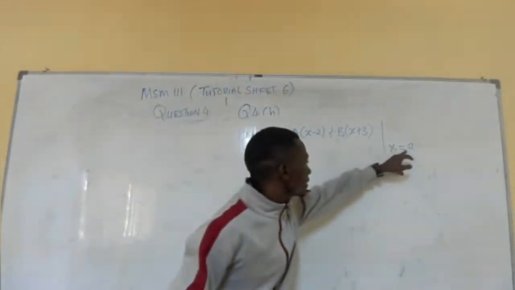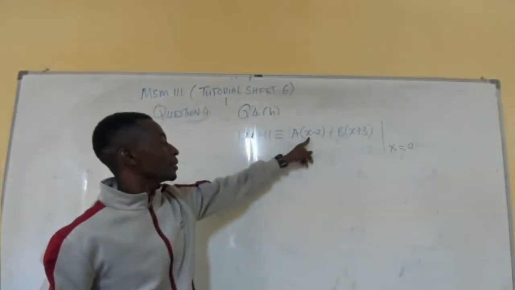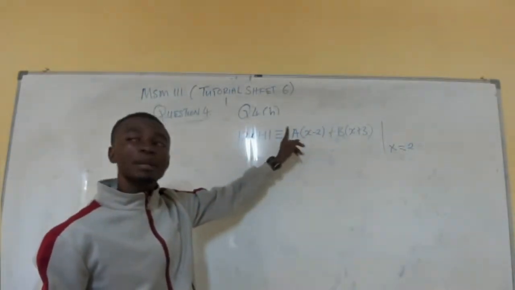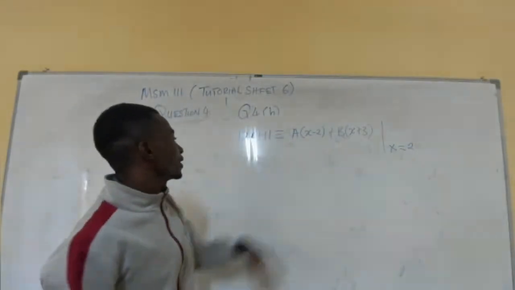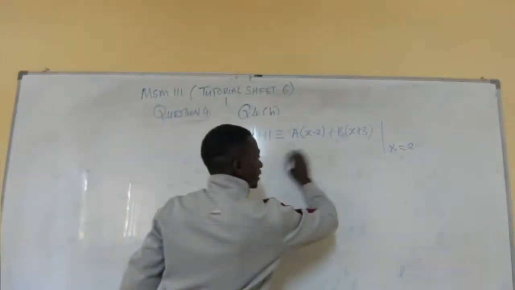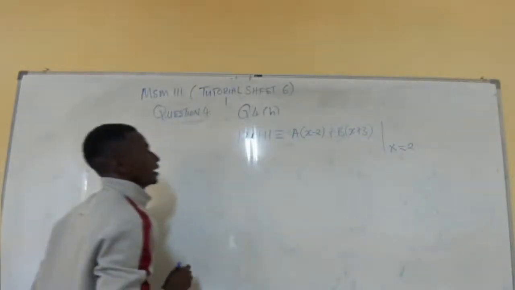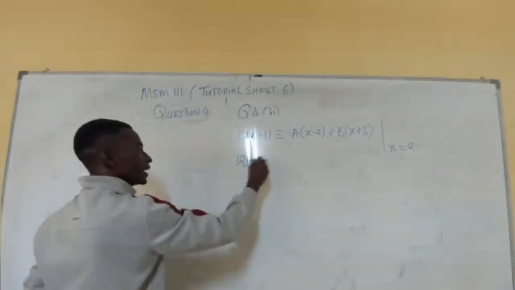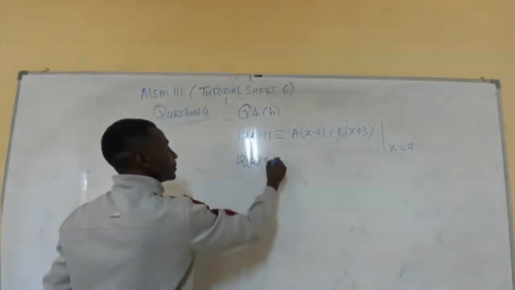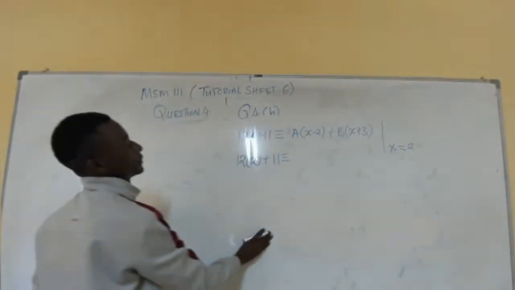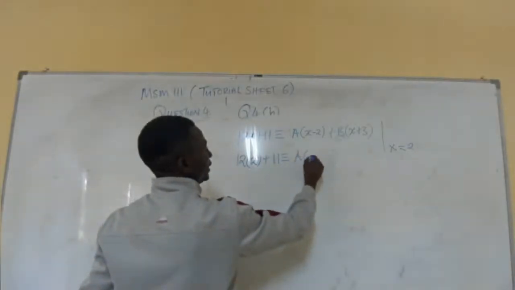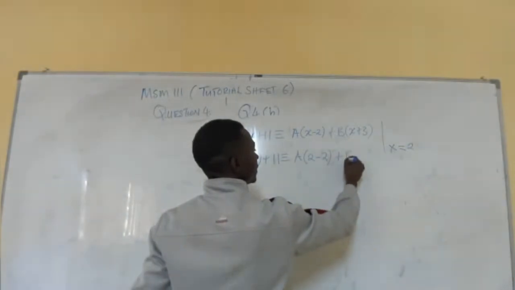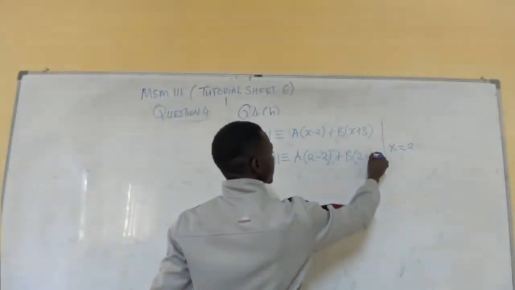If x is equal to 2, you substitute 2 where there is x, so it will be 2 minus 2, which is equal to 0. 0 multiplied by a, the answer is 0. So at x equal to 2, you're having something like this: 12 multiplied by 2 plus 11 equals a times (2 minus 2) plus b times (2 plus 3).